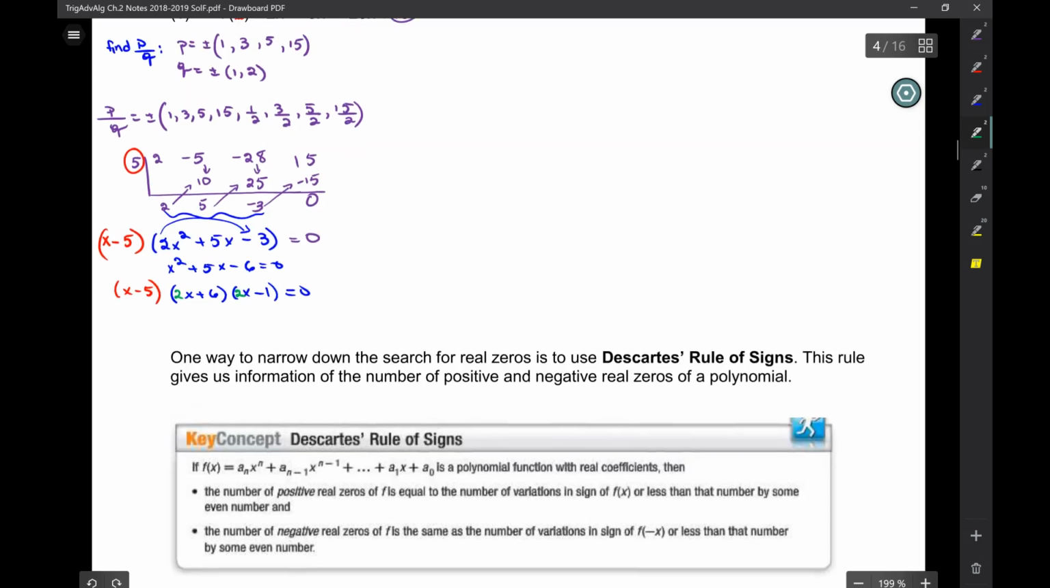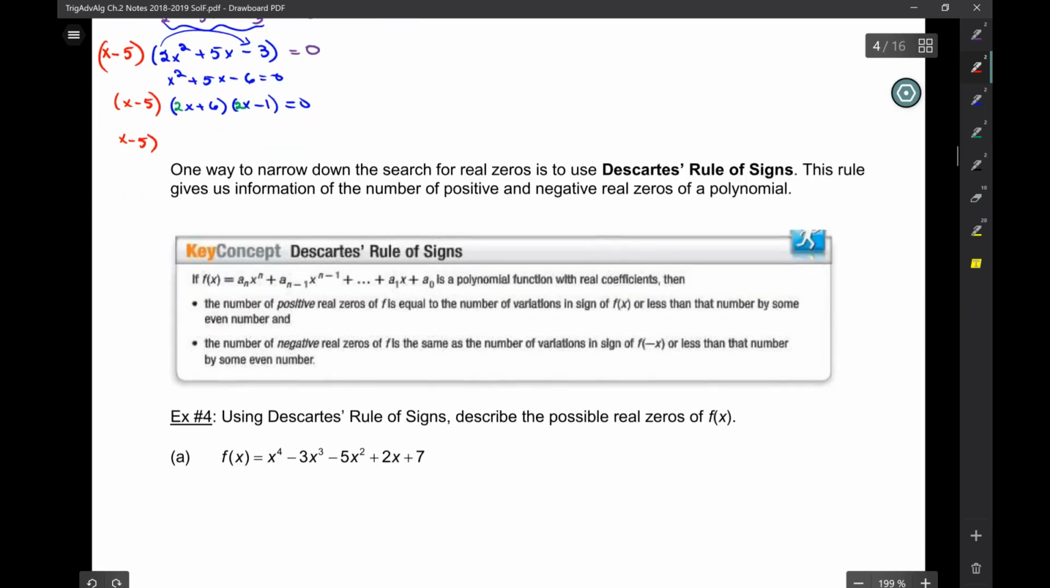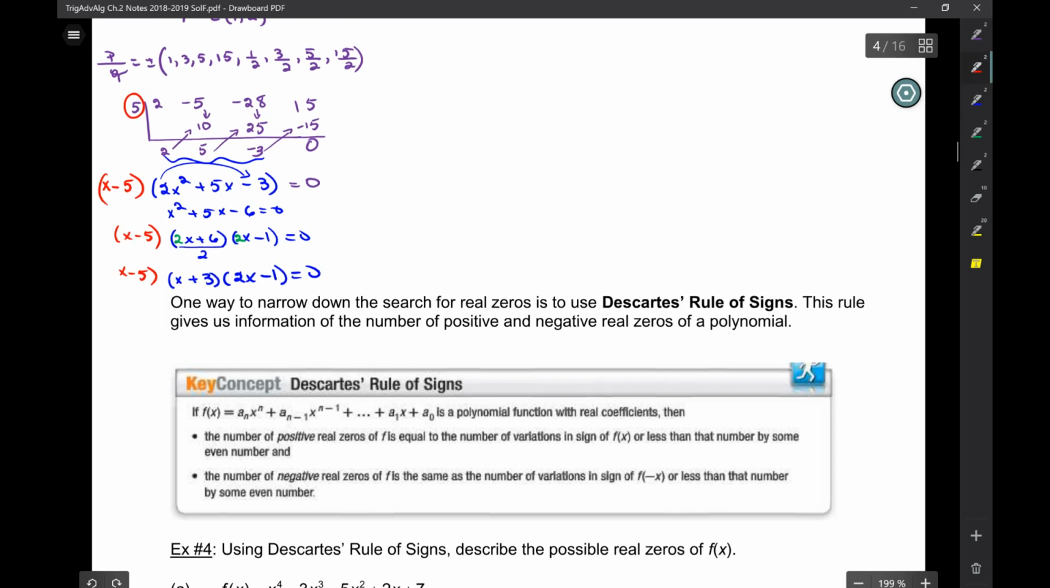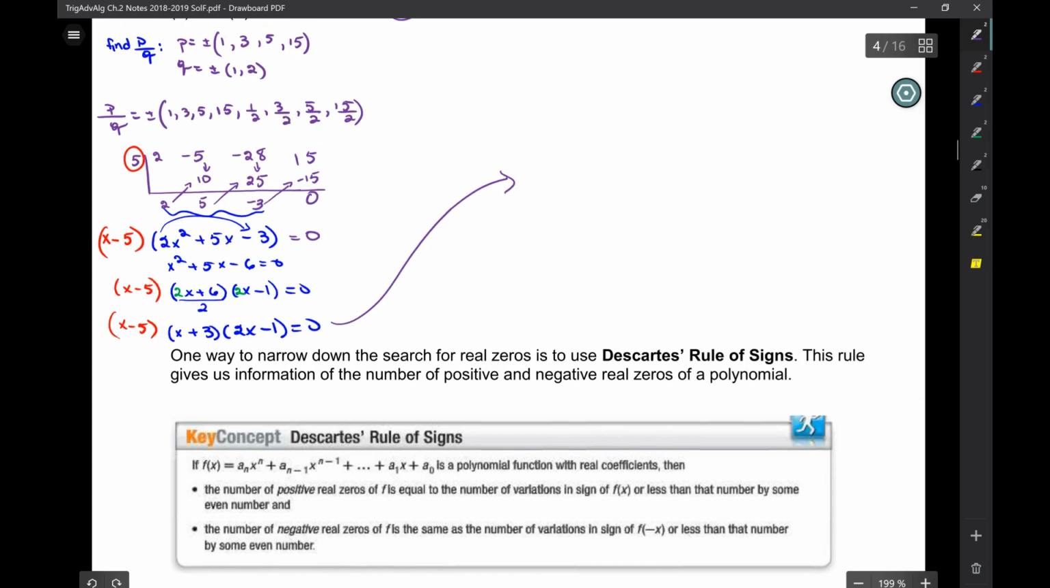Okay. Always keep that red x minus 5 along with it. And then this one we can divide by 2, right? So we get x plus 3, 2x minus 1 equal to 0. All right, let's get this guy up here. I'm just going to rewrite it. x minus 5, x plus 3, can you see? 2x minus 1 equals 0.